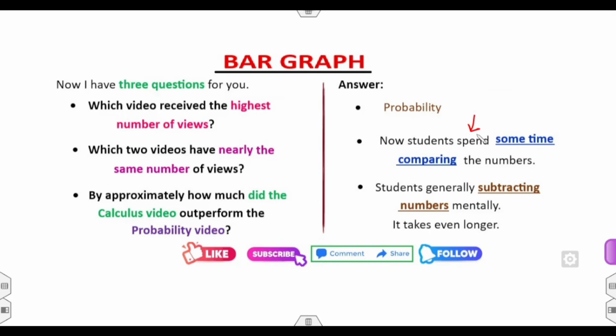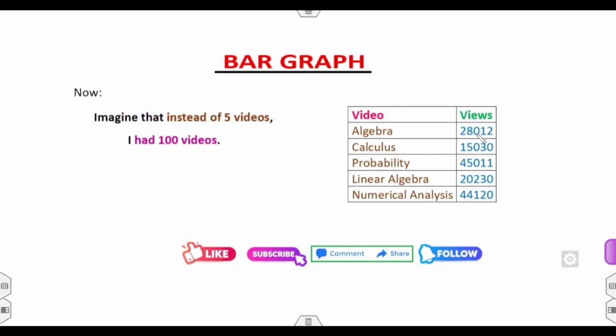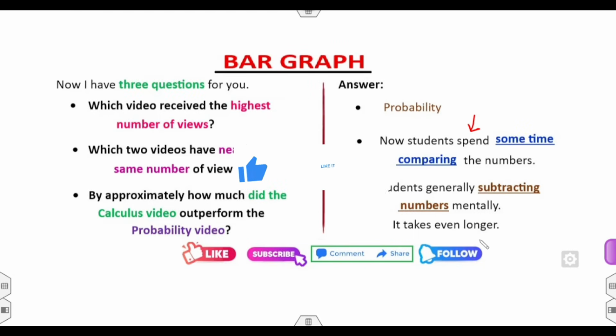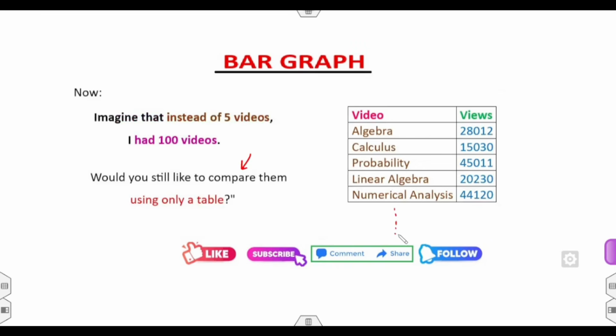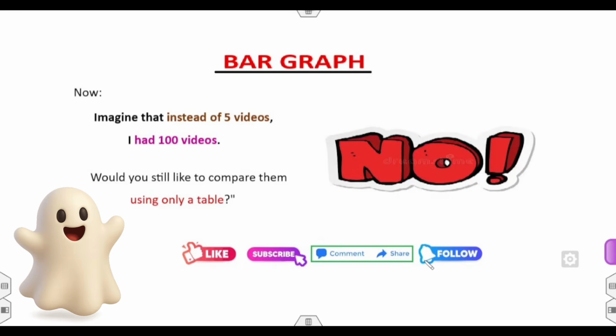But if I change this data set, instead of 5 videos, if we have 100 videos, and their views are also in the thousands, then can you still answer all these questions in very little time? Of course not, because would you still like to compare using the table if you have 100 videos? The answer is no. So then how will you compare?